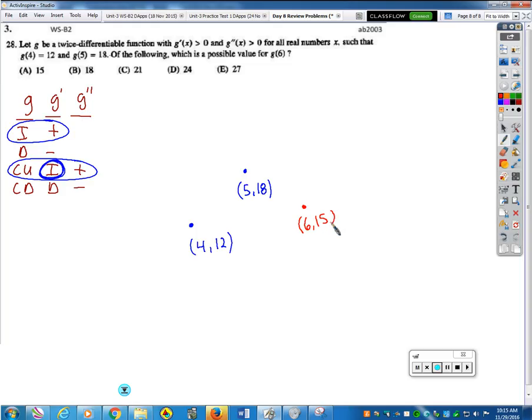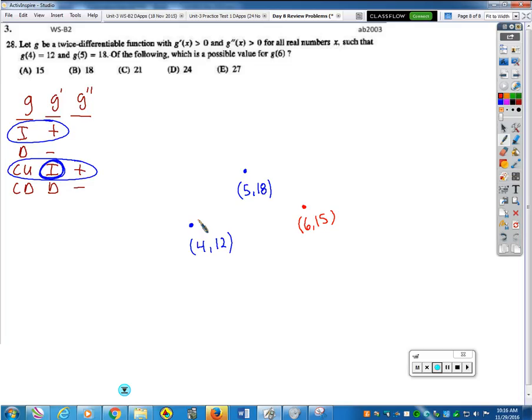Someone look at Danica's chart and just tell me why this point cannot possibly be a value for G of 6. Come up with a reason. It says G prime, or the slope of G, should always be increasing. So from here to here, the slope of G would be, well, that's actually kind of hard to say, to be honest. We've got to be careful with that.